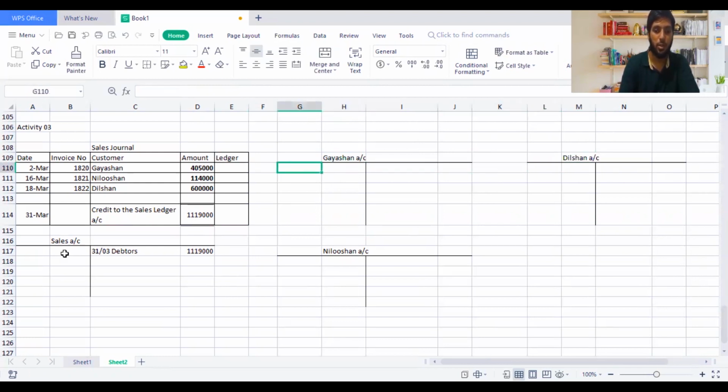So Gayashan account is having 405,000, which we have made a sale. Sales account credit, debtors account debit. That's a double entry. So 405,000, here we will record 405,000. How do we record, guys? We will record second March sales. Then Nilushan is making a sale of 114,000. Only the final value should be taken into the books of account. So 16 March sales. And then finally, Dilshan has made a purchase of 600,000. And then we have 18th March, and again we say it as sales.